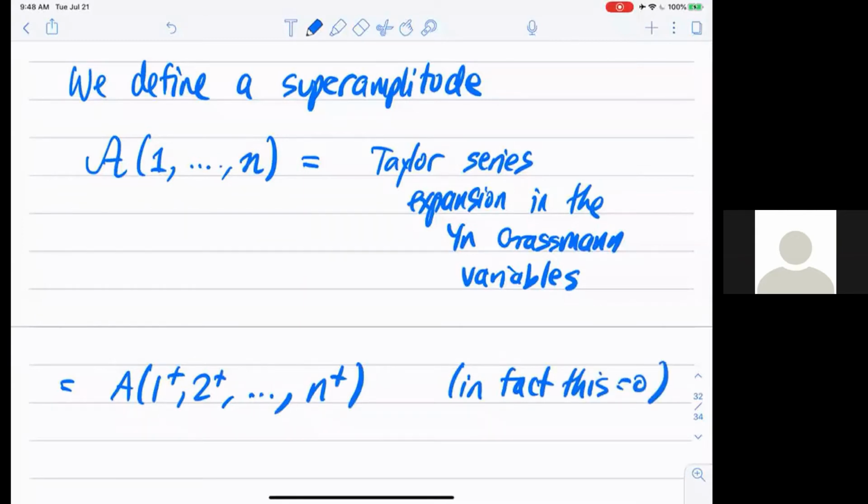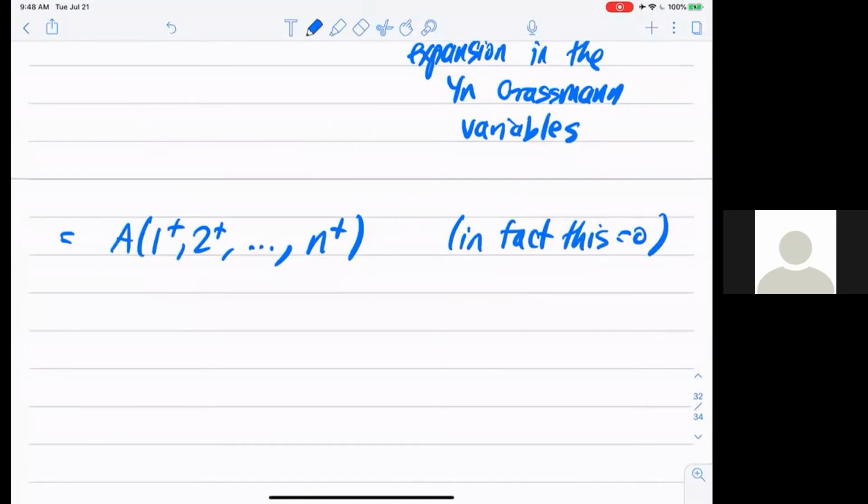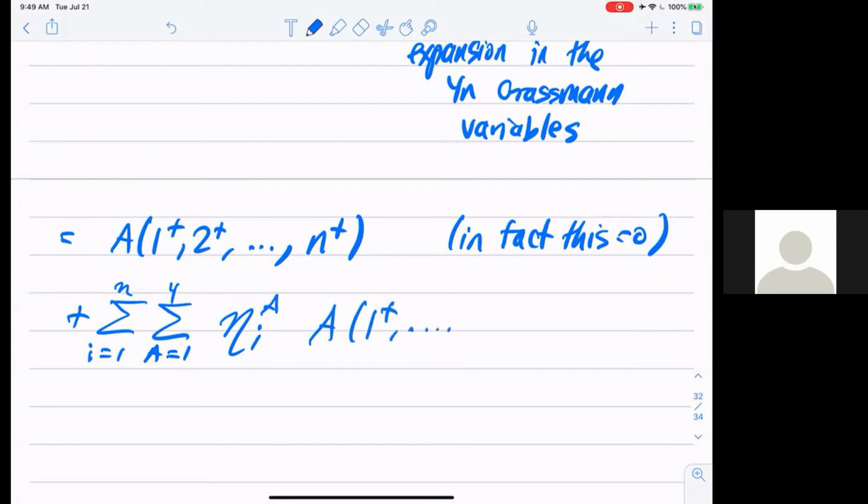But let me come back in a minute to why it's zero. Here I'm just indicating that is the first term in the Taylor series expansion. The next term in the Taylor series expansion would be the terms with a single fermion. So we would have something like, there are 4n different fermions. So what we would have here is the amplitude where all particles are positive helicity gluons, except one of the particles has been lowered down the multiplet by one step. So particle i here would not be a positive helicity gluon.